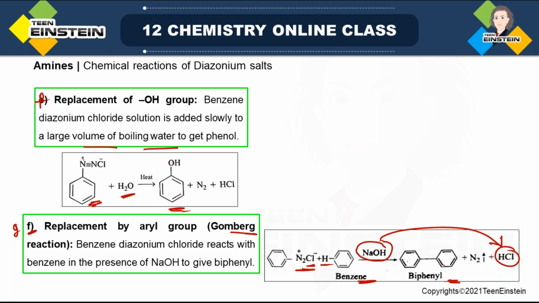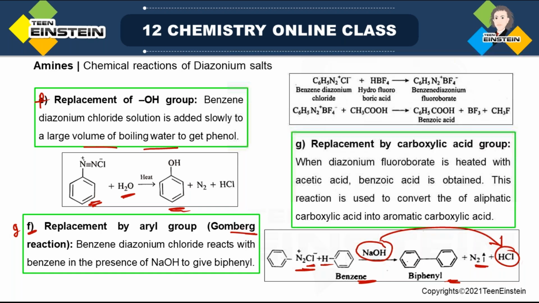We are getting a biphenyl system, two phenyl rings connected to each other. This is the byproduct, nitrogen gas. The next reaction is actually H replacement by a carboxylic acid group.